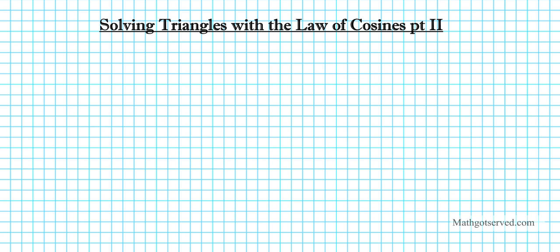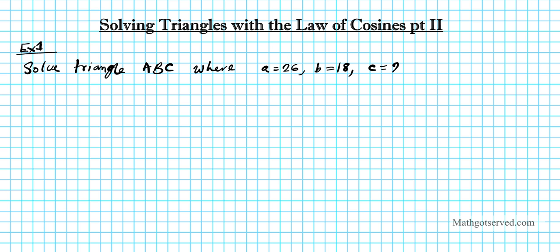Good day, students. In this clip, we're going to go over an example of how to solve a triangle using the law of cosines. So let's go ahead and write down the problem. For example one, we're going to solve triangle ABC, where little a is 26, little b is 18, and lowercase c is 24.